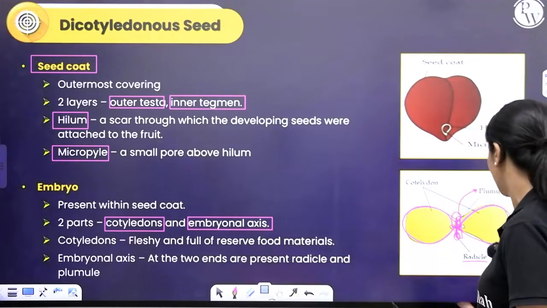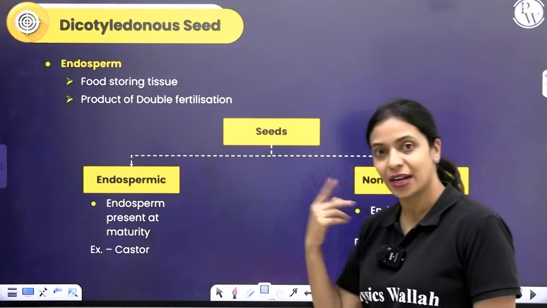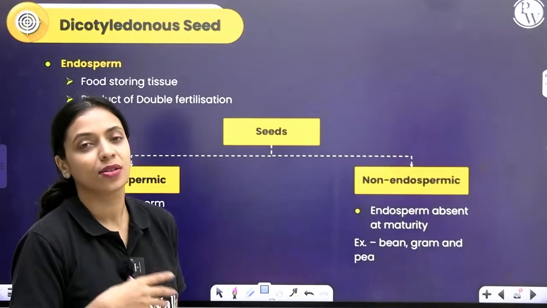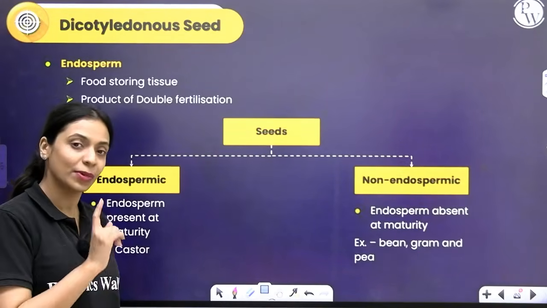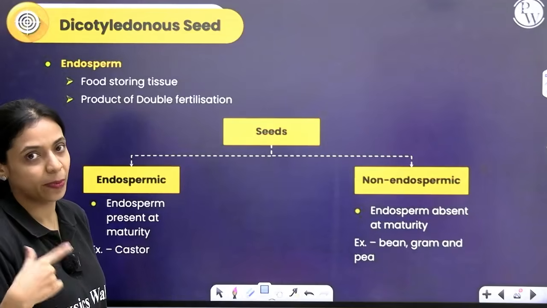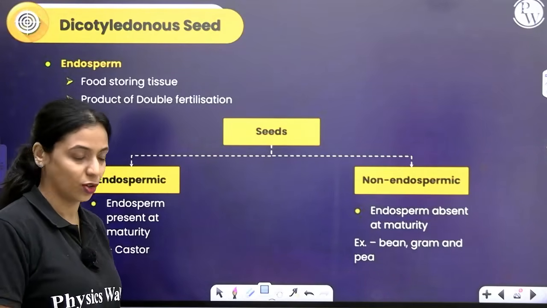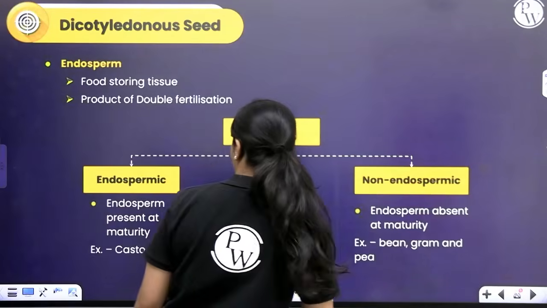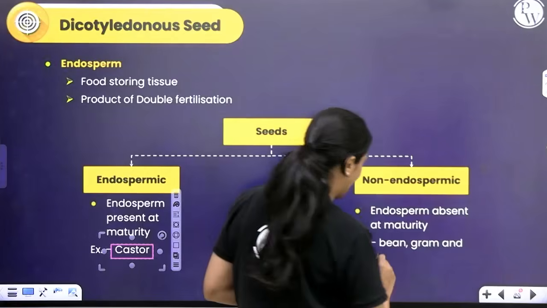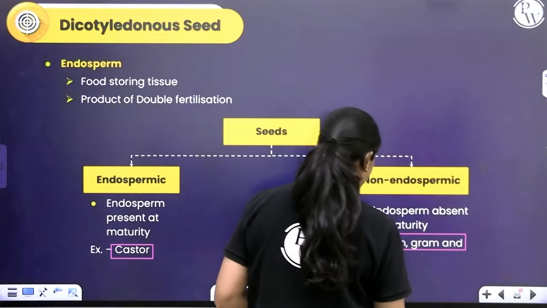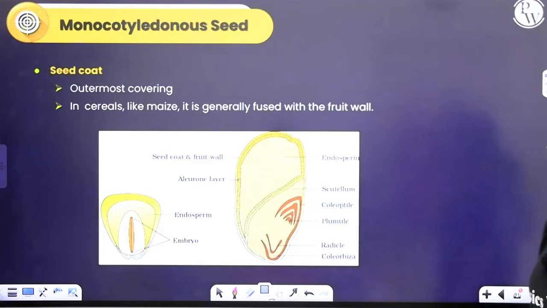Depending upon whether endosperm is present or absent, you can categorize seeds into two types, endospermic and non-endospermic. So, non-endospermic seeds, as the name itself indicates, will not have endosperm at maturity, but endospermic seeds will have endosperm at maturity. Generally, majority of the dicots are non-endospermic. Very rarely you will find endospermic seeds. Some examples for endospermic seed in dicot is castor and beans, peas, gram, all of these, groundnut, all of these are non-endospermic seeds. Okay.